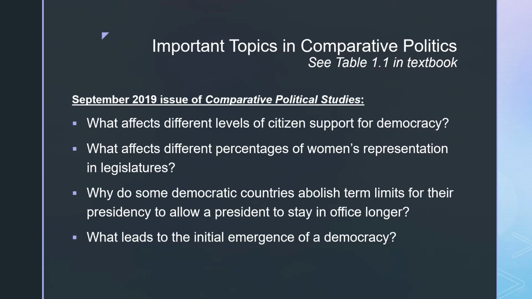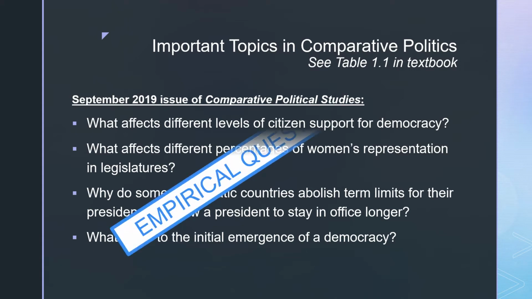What affects different levels of citizen support for democracy? What affects different percentages of women's representation in legislatures? Why do some democratic countries abolish term limits for their presidency to allow an individual president to stay in office longer? What leads to the initial emergence of a democracy? All of these questions are what political scientists call empirical questions.